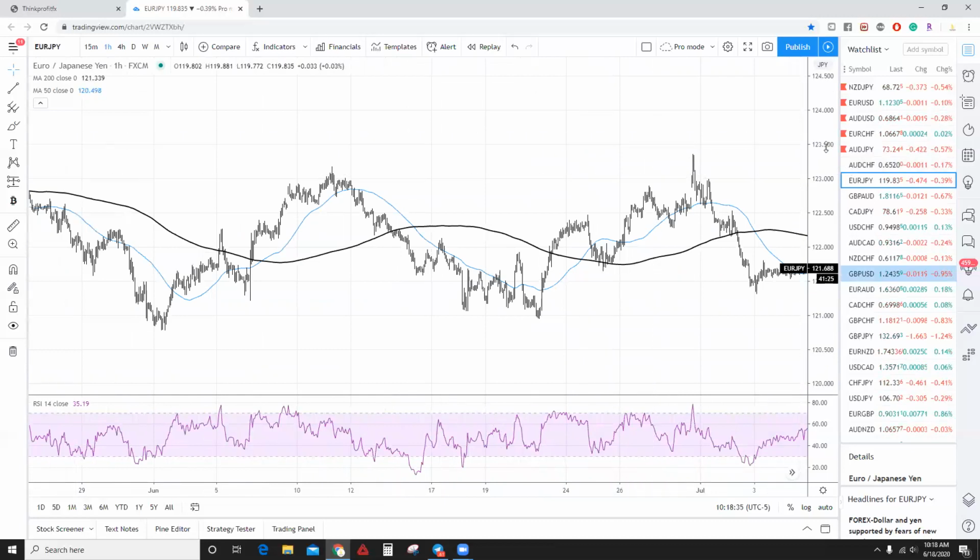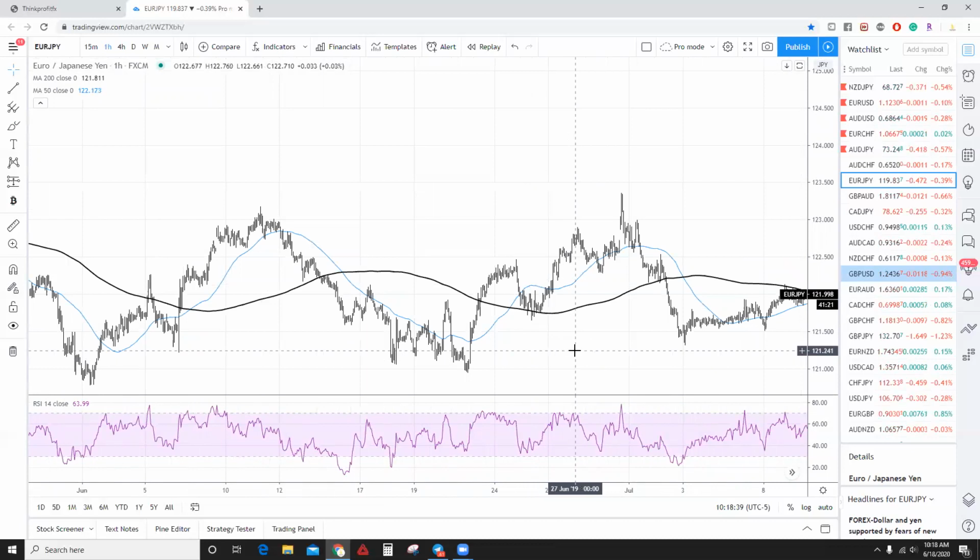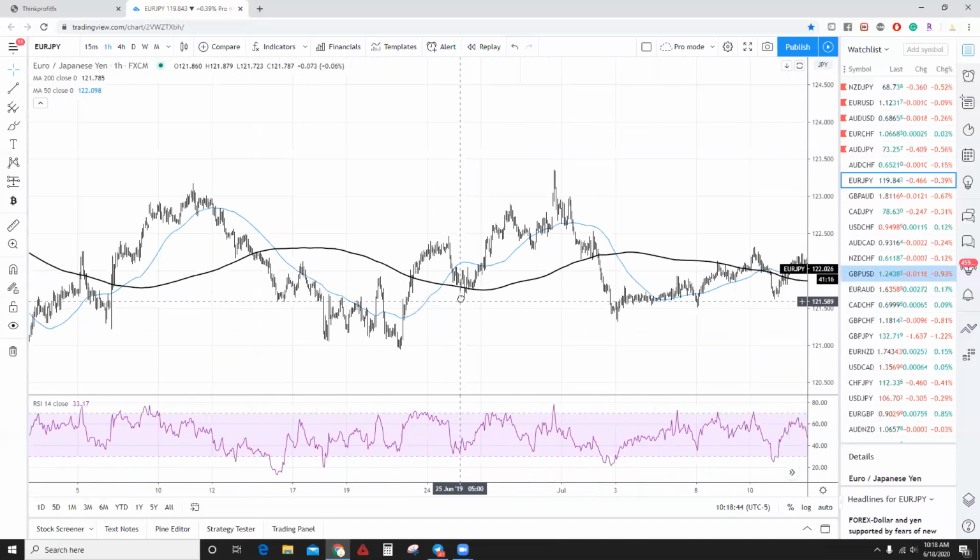Kasi ang market, minamanipulate yan ng mga bangko. Sila ang nagko-control, hindi po tayo ang nagko-control sa market. All right? Okay. Another one.